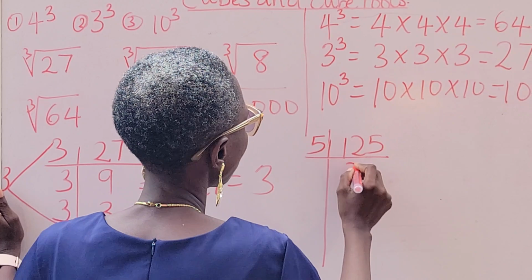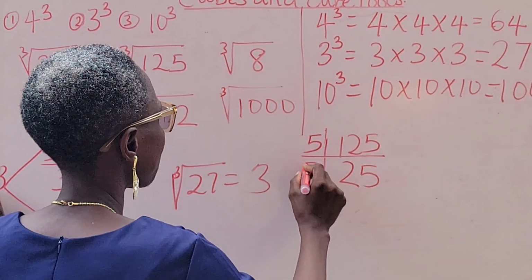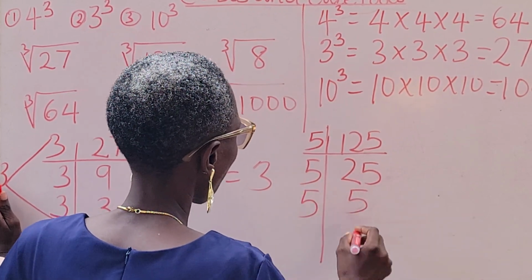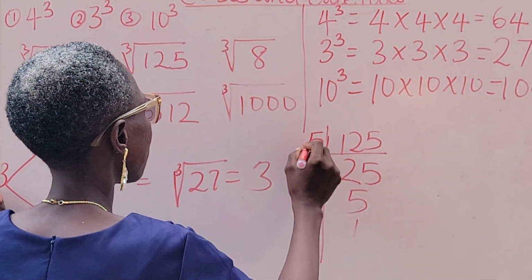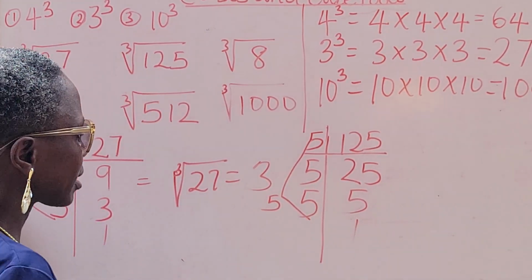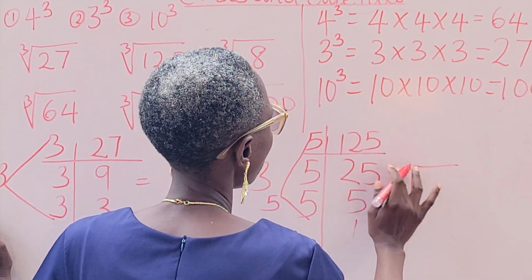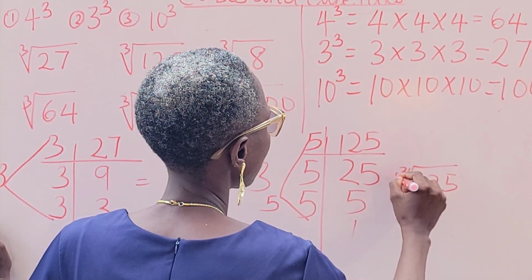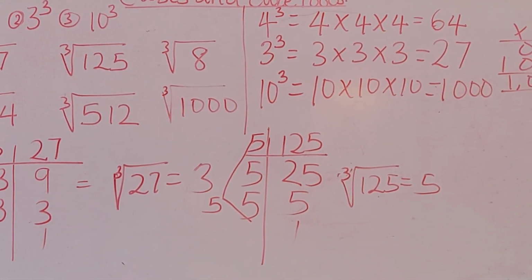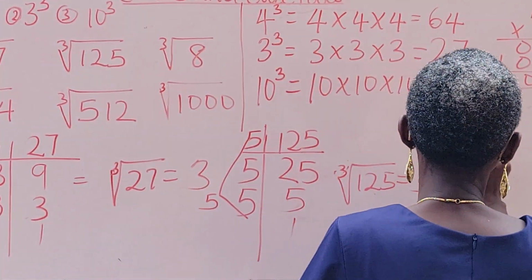12 divided by 5, that's 2. In 25, that's 5. I go again with 5. 25 divided by 5 is 5. And I go again with 5, and that will be 1. I have it combined in 3s. Cube root of 125 gives me 5. It means 5 times 5 times 5 is 125.